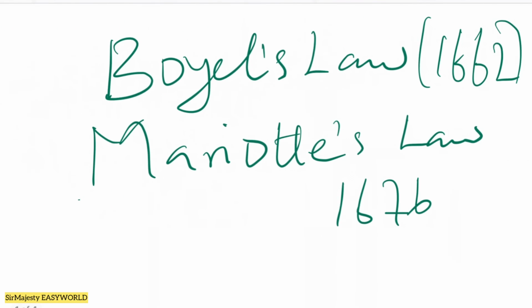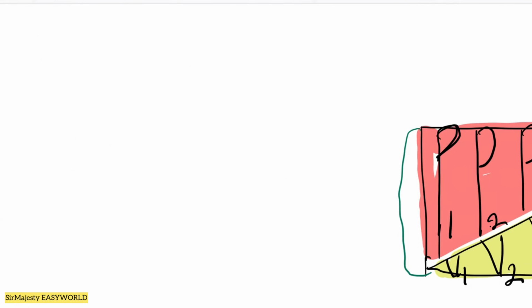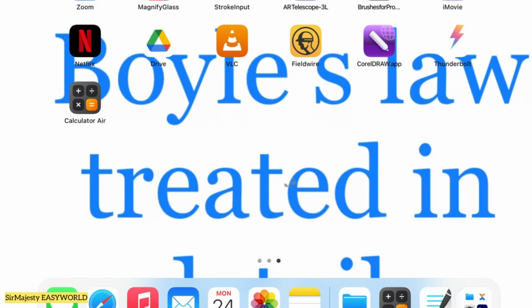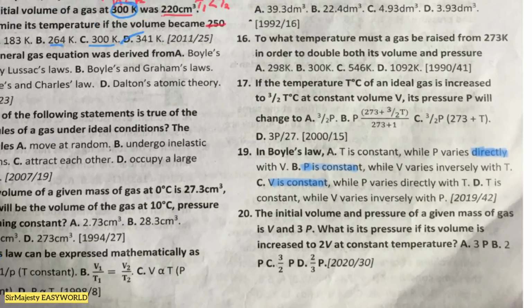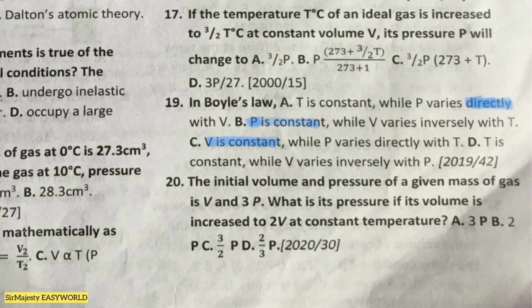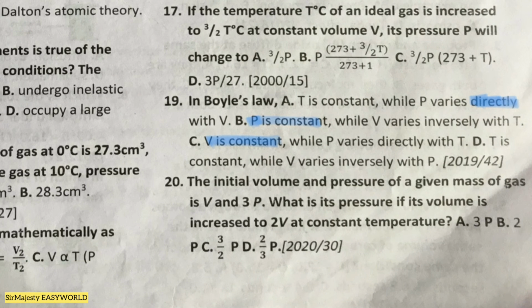So the next thing we see is the limitations to this Boyle's law. According to our study plan, we will see the limitations. But before we go to the limitations, let's answer this last question. Eventually, I'm in question 19. It's saying the correct way. Then option D says T is constant, while V varies inversely with P. Very correct. So option D is correct in question 19.